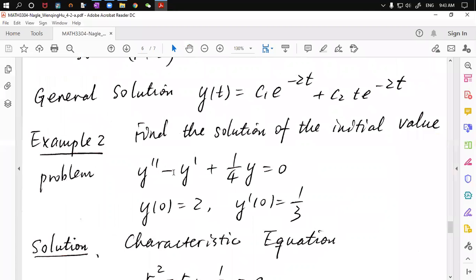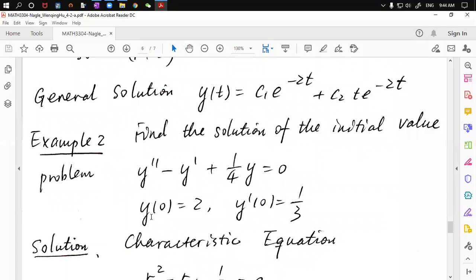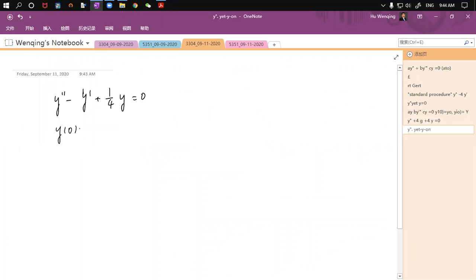This equation is y double prime minus y prime plus 1/4 of y is equal to 0, with initial conditions y of 0 is equal to 2 and y prime of 0 is equal to 1/3. How do you solve this equation? Well, again, you have to work with the characteristic equation.